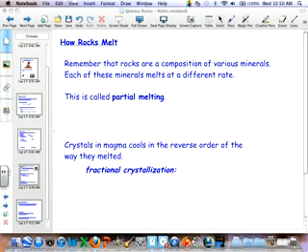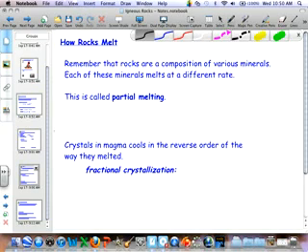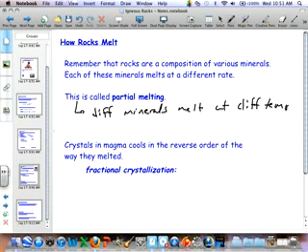All right, so partial melting. We understand that different things melt at different temperatures, and that's the concept behind partial melting. Basically, what I want you guys to remember about partial melting, and we'll make this very short: different minerals melt at different temps. Okay, so different minerals melt at different temperatures.